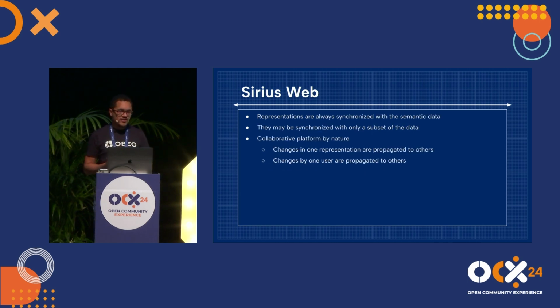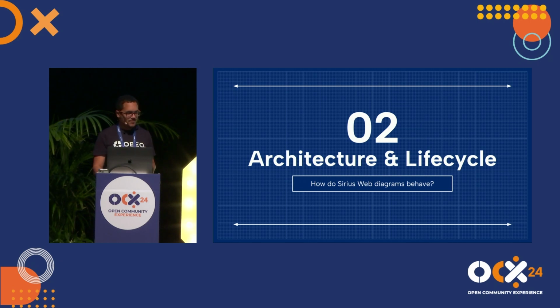Nonetheless, our representations are always synchronized with the semantic data. We don't have to be synchronized with everything. The end user can pick a subset of the data to be synchronized with, but the representation will always be updated to reflect the state of the data it uses. It's also collaborative by nature, so if you change something in one representation, the change will be visible in other representations. And if you have multiple users, if one user changes something, it will be visible for others. So how does it work?